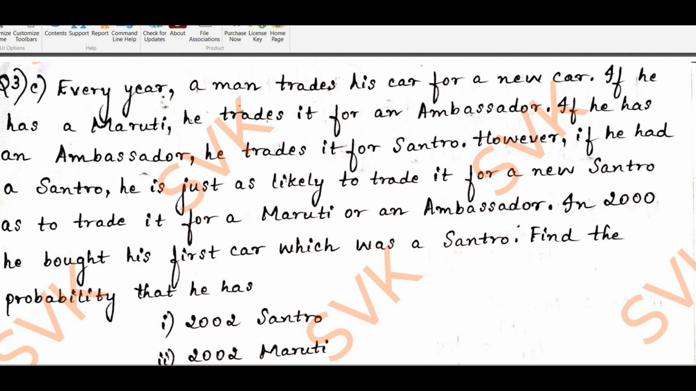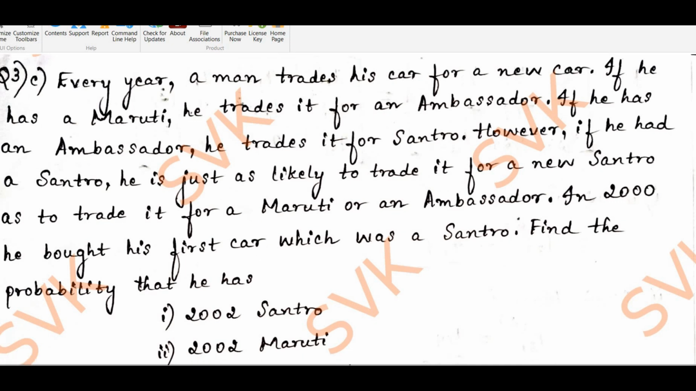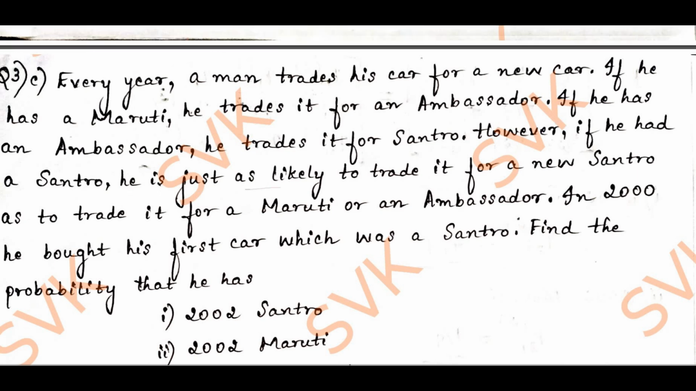Moving on to the next problem, that is of Markov chain. Every year a man trades his car for a new car. If he has a Maruti, he trades it for an Ambassador. If he has an Ambassador, he trades it for a Santro. However, if he has a Santro, he is just as likely to trade it for a new Santro as to trade it for a Maruti or an Ambassador.